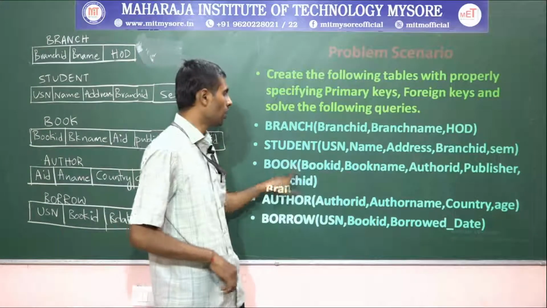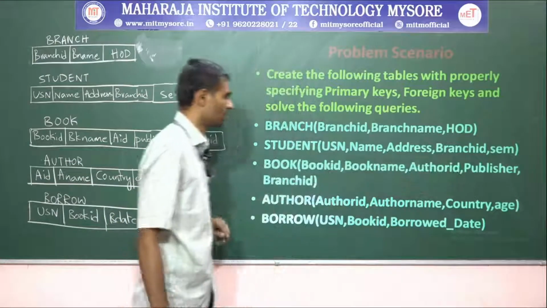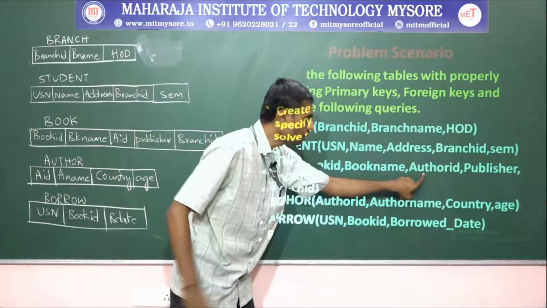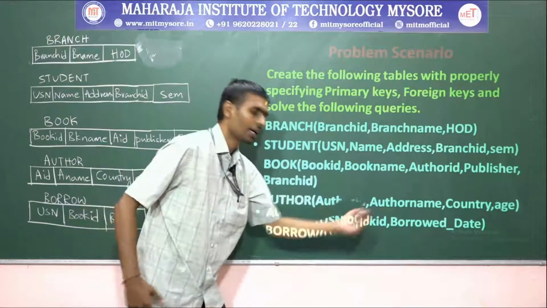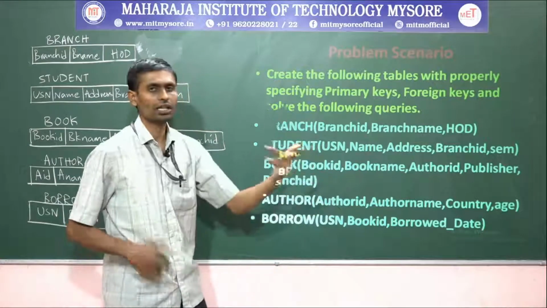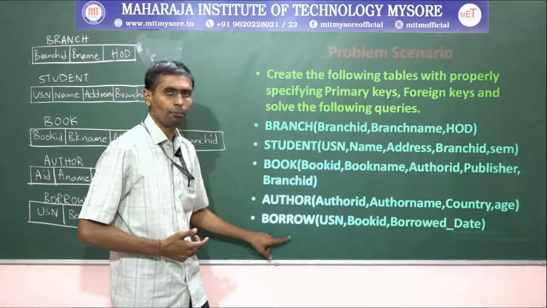Book contains all book details: book ID, book name, author ID, publisher, right? All such things. So when I want to know the author name, pick this author ID and go to the author table, then I will get the respective name, which country he belongs to, what is the age of the author, all such things. Then after that, we are having a borrow table.